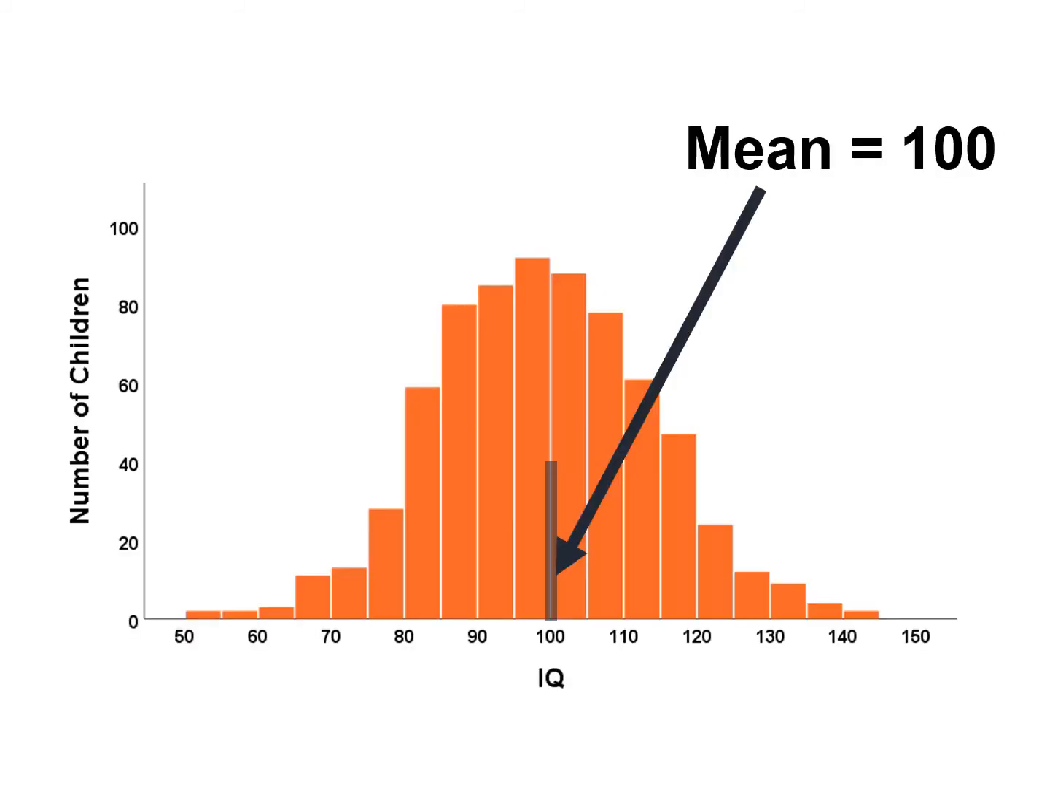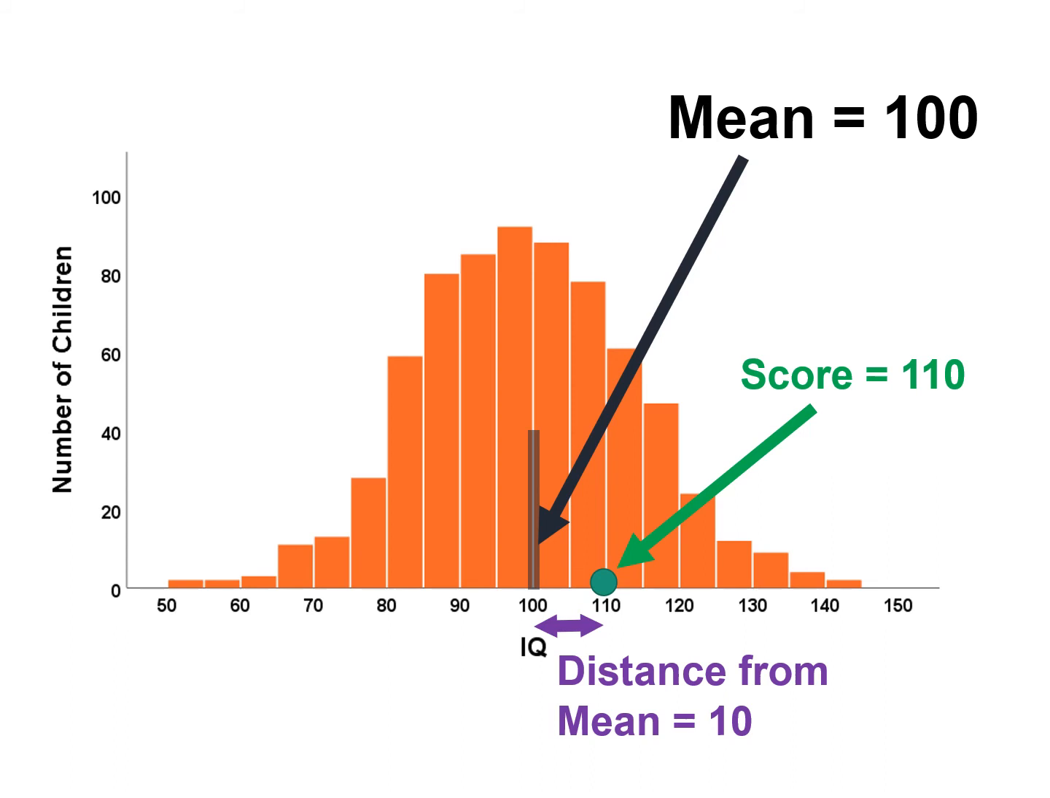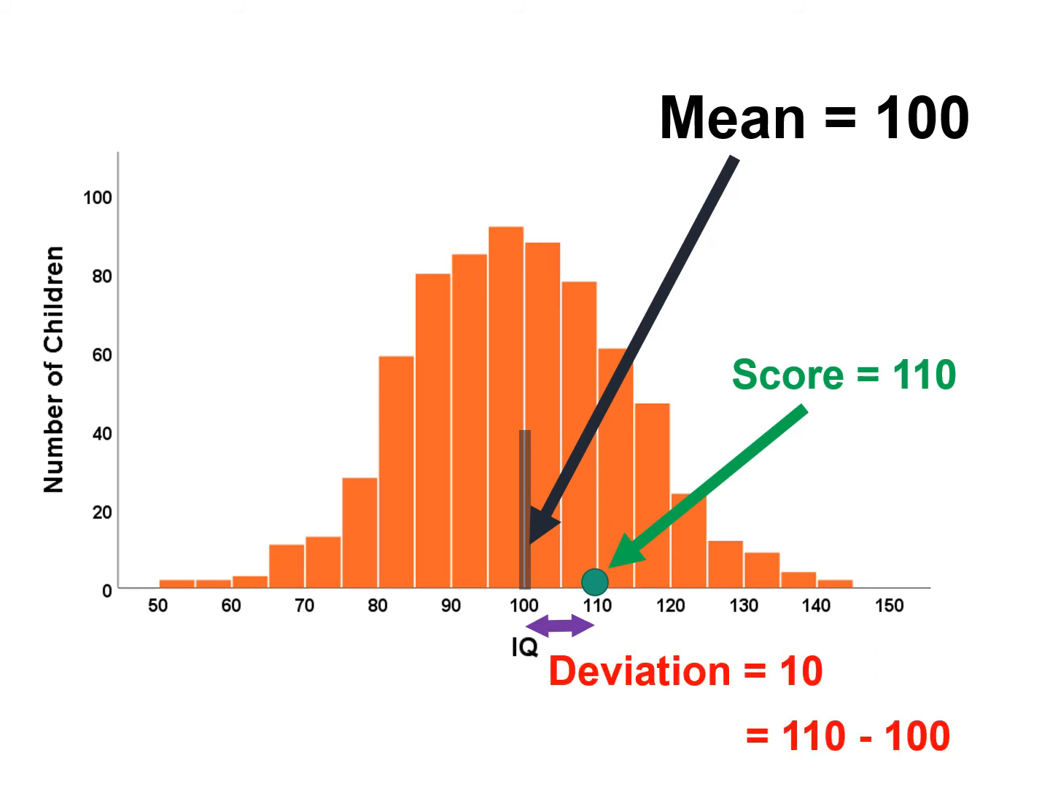Let me explain what I mean here. Here's the same distribution of IQ scores that we've been using, where the mean IQ is 100. And here's a child whose IQ is 110. Now, if the score is 110, we know that the distance from the mean is 10. And the deviation here is also 10. The deviation and the distance from the mean are exactly the same. The formula for the deviation is 110 minus 100. That is, the deviation is equal to the child's original score minus the mean.